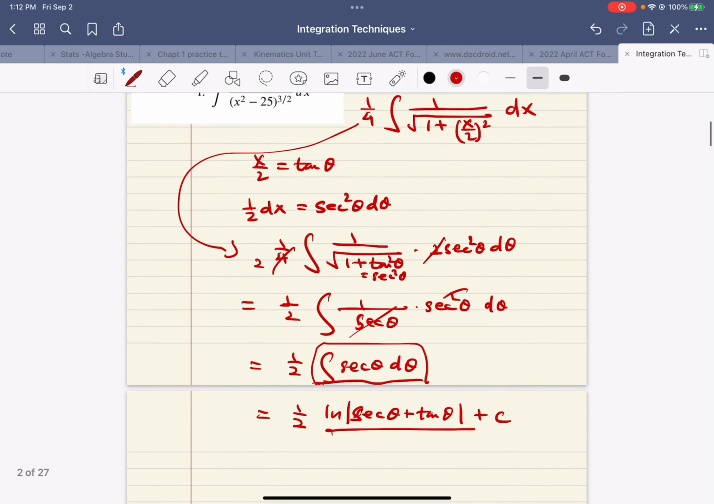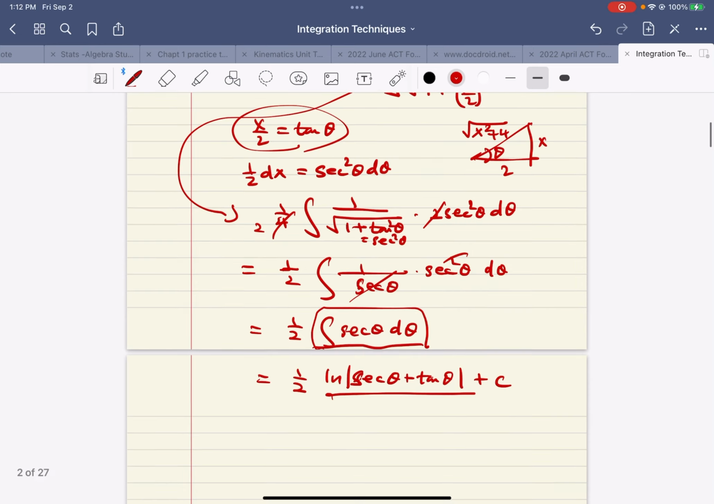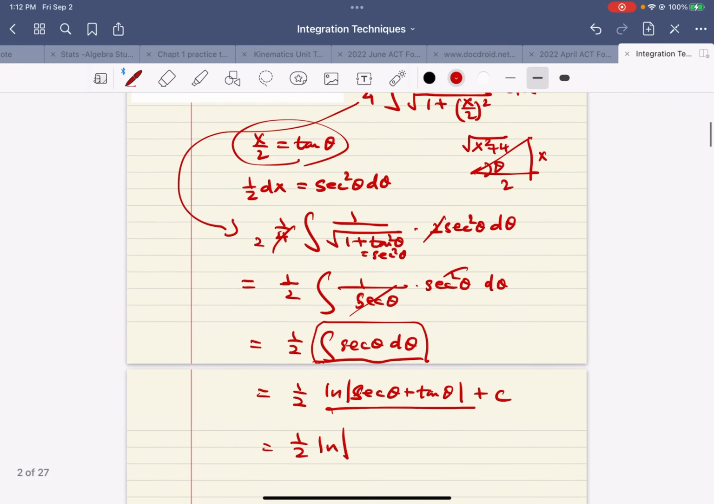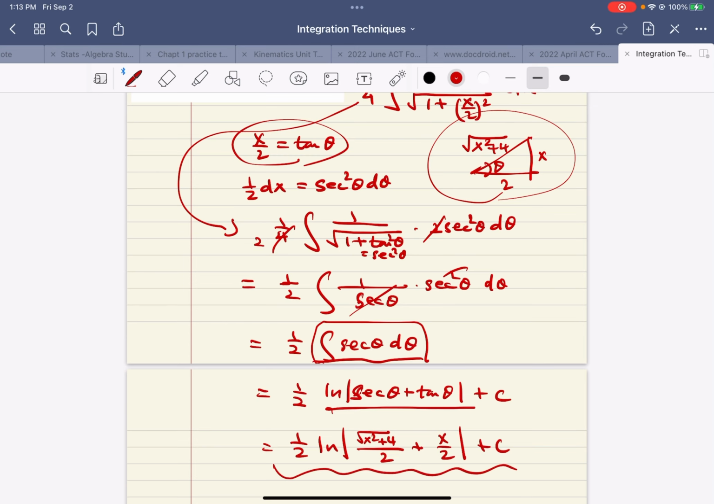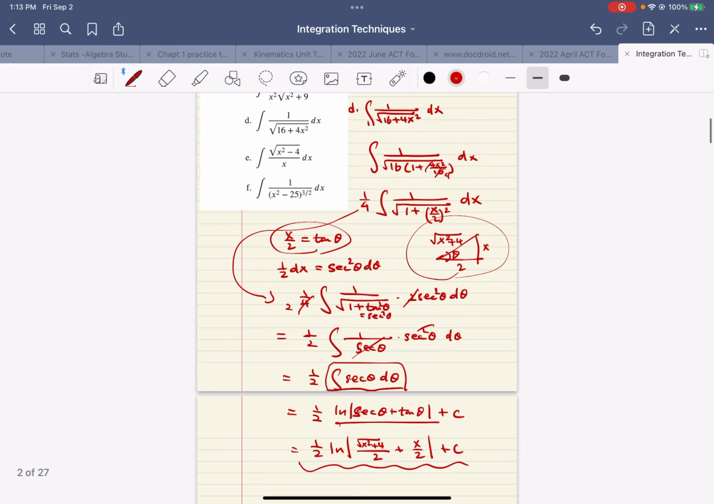Now, next step, using the triangle. So tangent theta is x over 2. So this one, root x squared plus 4. So you can say 1/2 ln of secant theta. Secant is 1 over cosine. So cosine is 2 over that. So root x squared plus 4 over 2. That's the secant theta in this triangle. Plus tangent theta is x over 2, plus c. Okay, that will be your final answer. Okay, so that was D.